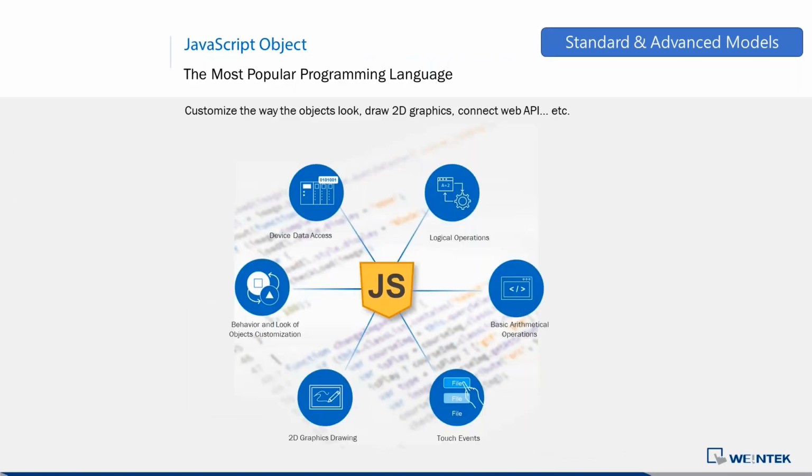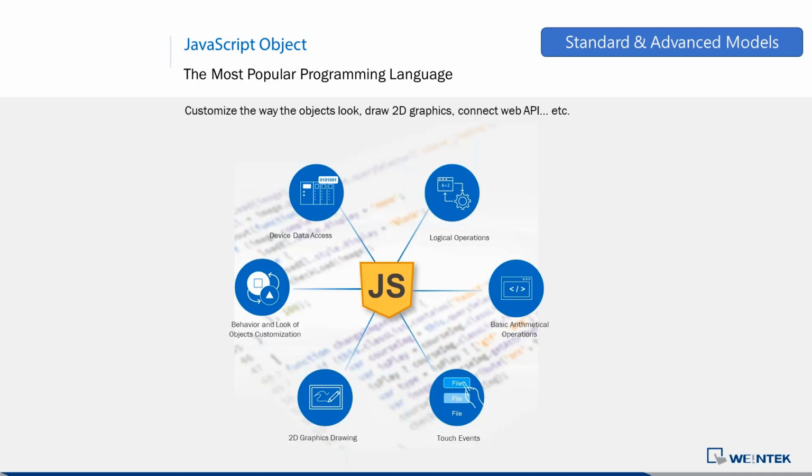Right. So next one is our JavaScript object. If you have used our HMI before, you know that we support macro for programming and doing some complex actions, right? On cMTX, we start to support JavaScript. JavaScript is a very popular language, all right? If you know something about programming languages, JavaScript is very powerful.